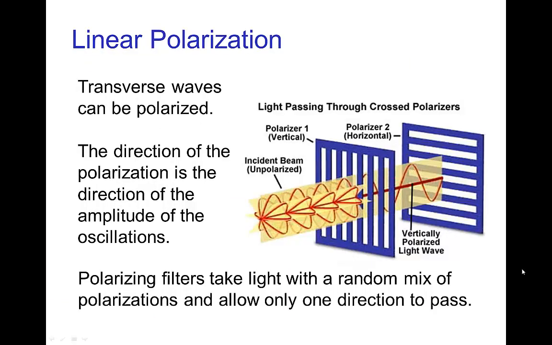Now, light waves are transverse waves, and so they can have a polarization, and the direction of the polarization is the direction of the amplitude of the oscillation. So it could be vertical oscillations or horizontal oscillations. And polarizing filters take light that is a mix of polarizations of all different angles and filter them so that we have only one direction, typically either vertical or horizontal.